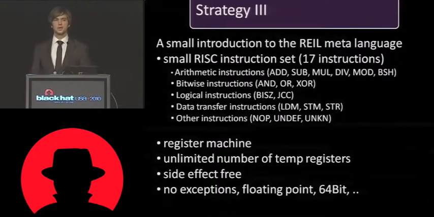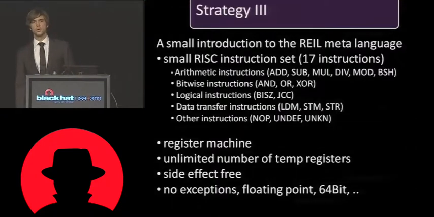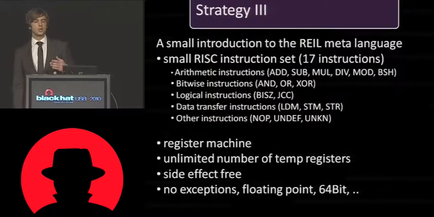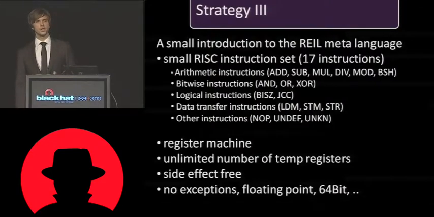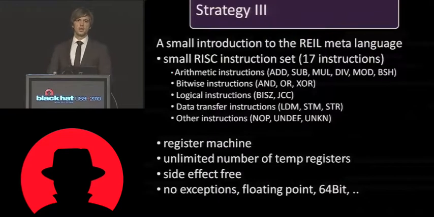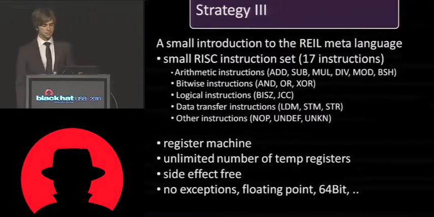Ralf is completely a register machine and not a stack machine. We have an unlimited number of temp registers, which we need because some of the instructions that we translate, for example count leading zeros or count leading ones, when done with the small instructions that we have, can end up as almost 60 instructions for one single native instruction in the original binary code.